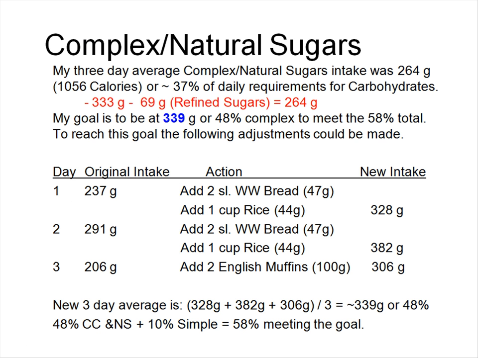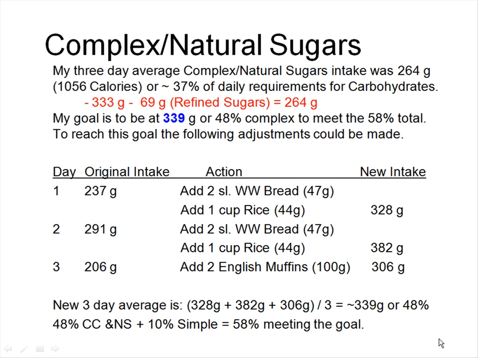So I added another slice of bread and a cup of rice and got that up to 328 and so forth. And so I came up with a new intake. I added those new intakes together, divided by 3, came up with 339 or 48%. So now if I add 48% plus 10%, I get 58%.